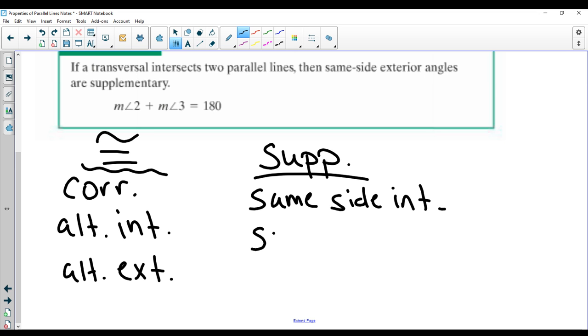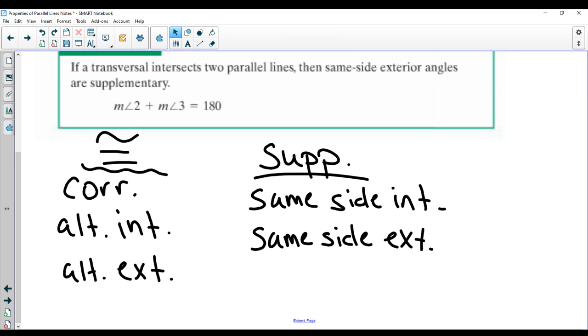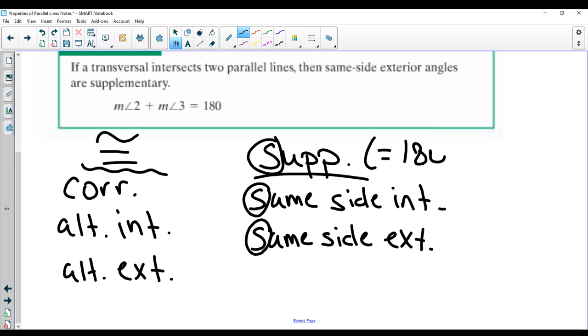Your same side interior and your same side exteriors. Okay? Here's a trick to remember that. Supplementary starts with S. Same side. Your S's go together. All your same sides are always supplementary. Means that equals 180. The rest are congruent. Okay?